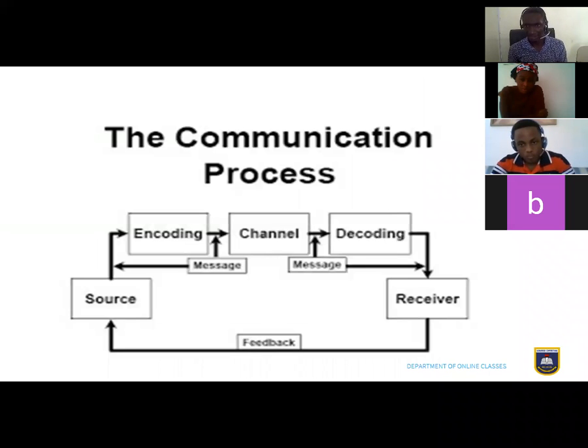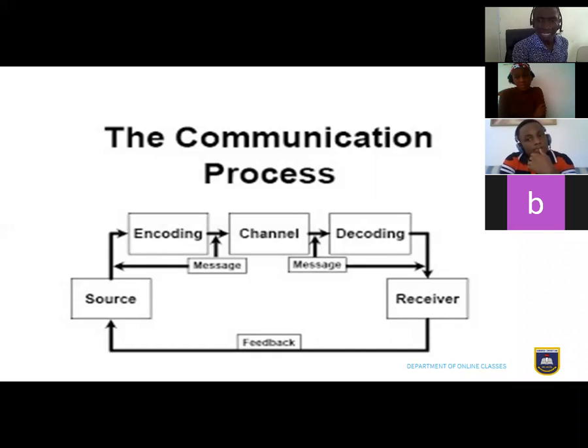Communication process. Communication is a process because it involves stages. In other words, it involves a series of activities. From A, you go to B, you go to C before you get to the last stage. The diagram you see there explains how communication is actually done. Right now, I am communicating with you. It is done through these means. You won't see it, but it exists.